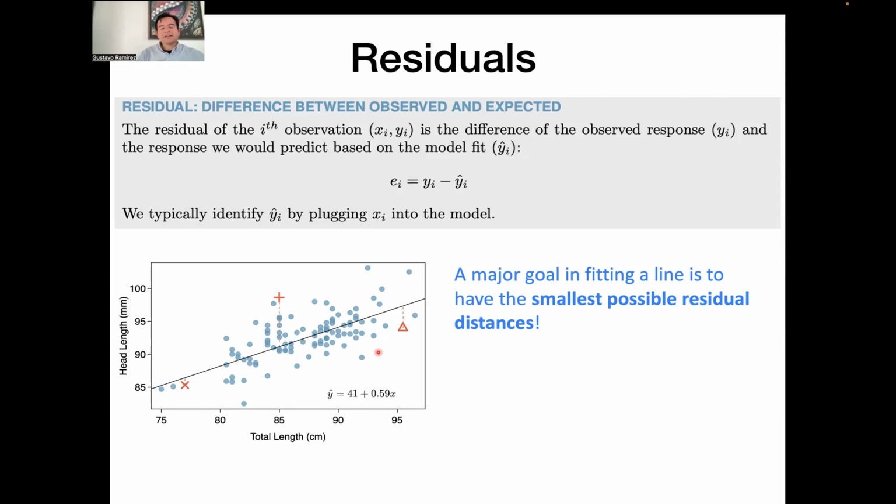All right. Again, model fitting routine just means tweaking your slope so that that slope is as close as possible to all of the observations. That literally means that line has the smallest magnitude of residuals. So the major goal in line fitting is to have the smallest possible residual distances. All right, so let's look at how to technically calculate a residual.